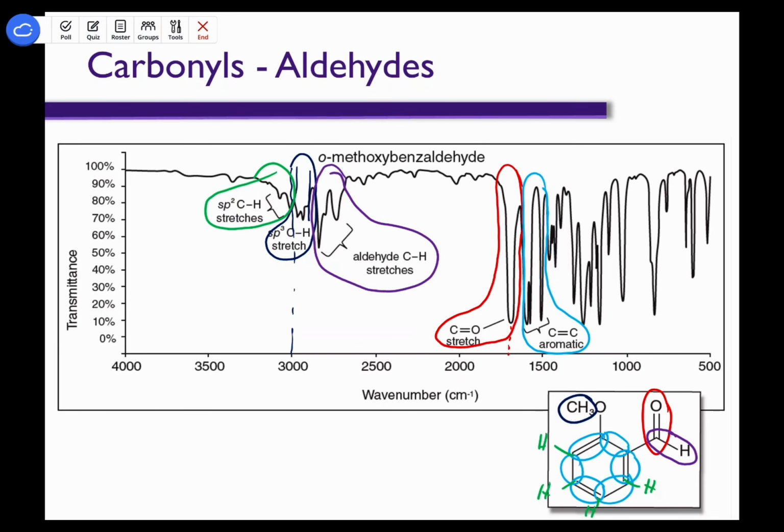So ketones, that carbon double bond O, the carbon has a single bond to carbon and a single bond to carbon. Aldehyde, one of those bonds is to a hydrogen. And that carbon-hydrogen stretch for the aldehyde falls around that 2800 wave number region. So just below the sp3 carbon hydrogens. But again, primarily we're looking here for that carbonyl stretch happening in the 1700 wave number region.